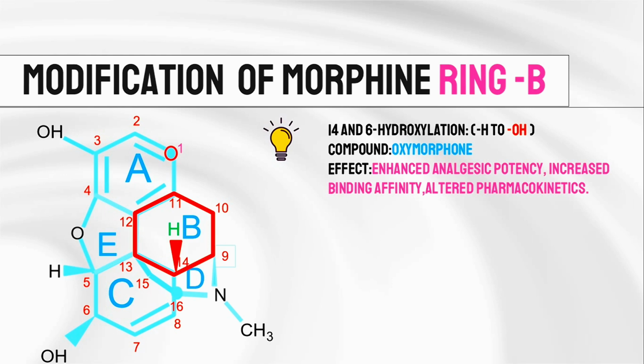Additionally, these hydroxyl modifications increase oxymorphone's binding affinity to opioid receptors. Higher binding affinity allows the compound to more effectively interact with its target receptors, resulting in stronger and more sustained analgesic effects. Lastly, hydroxylation alters the pharmacokinetics of oxymorphone. This includes changes in the compound's absorption, distribution, metabolism, and excretion. These alterations can affect how the drug is processed in the body, potentially leading to differences in onset of action and duration of effect.